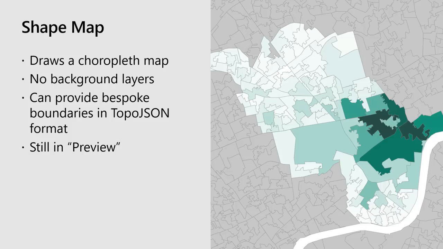So I don't know, if you work in a government department and you've got your own particular geographies, or perhaps a sales team with your own sales territories, then you can load those territories into this map and display your choropleth map. This map, however, is still in preview. I think it's been in preview for 2.5 years. I suspect it will never come out of preview. And we'll have a look at why I think that is as well.